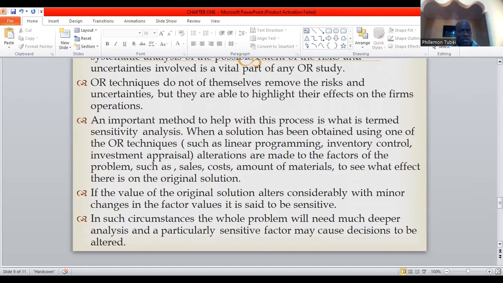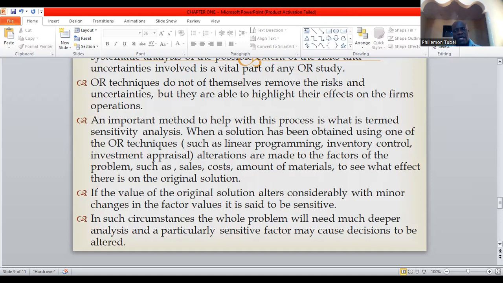What are we trying to say? We're trying to say that operation research techniques do not of themselves remove the risks and uncertainties, but they are able to highlight their effects on the firm's operations. Therefore, an important method to help with this process is what is termed sensitivity analysis. In our last chapter, we shall look at sensitivity analysis, which will come after transportation and assignment problems.